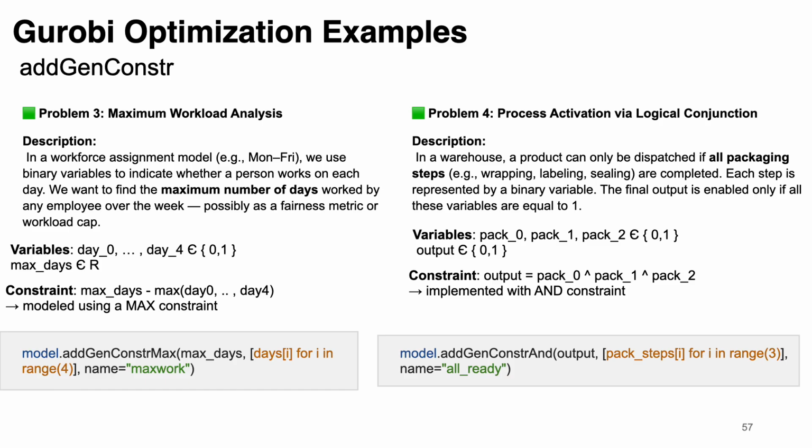Moving into the constraints for our next two problems. For problem 3, maximum workload analysis, we need to find the peak number of days worked. We simply use the max constraint. The code is model.addGenConstrMax, setting max_days as the result, and passing the list of all individual days worked across the week. For problem 4, process activation, the warehouse dispatch only happens if all packaging steps are done. This is a perfect fit for the AND constraint. We write model.addGenConstrAnd, setting output as the result, and passing the list of our 3 binary pack_steps.